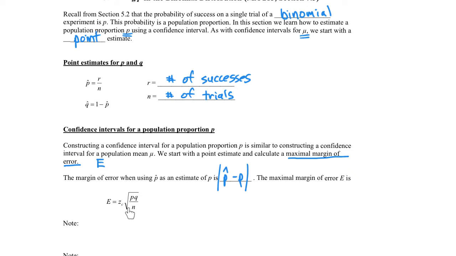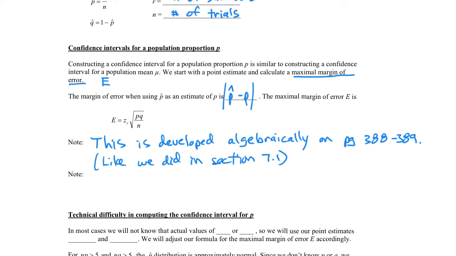Now, in case you're thinking, well, Kurt, that's great, but I sure would like to see where that came from, then this next note is for you. So in section 7.1, in the notes, you went through the algebra to see where the maximum margin of error came from. And there's a very similar argument algebraically on pages 388 and 389 in the book. So if that wasn't enough algebra for you in section 7.1, you can look in the book and you'll see algebraically how this is developed.